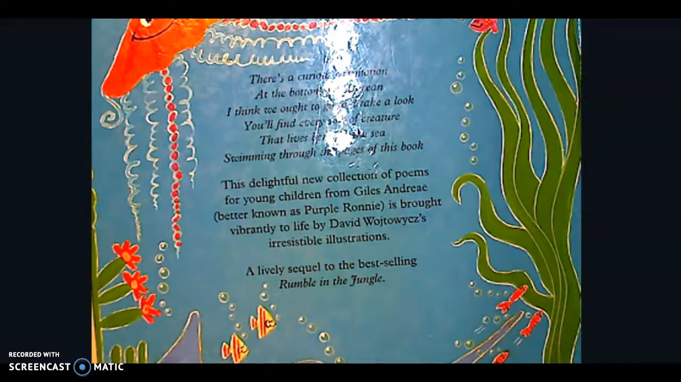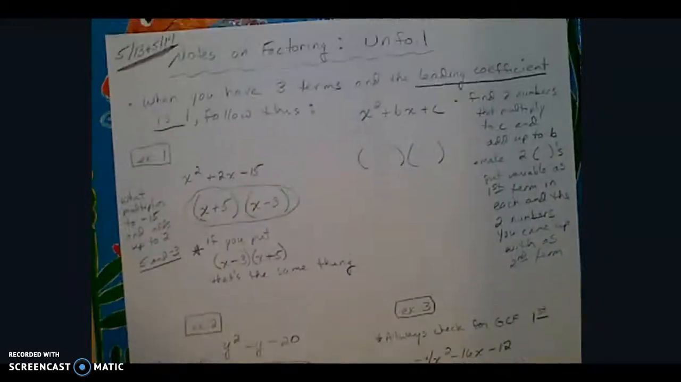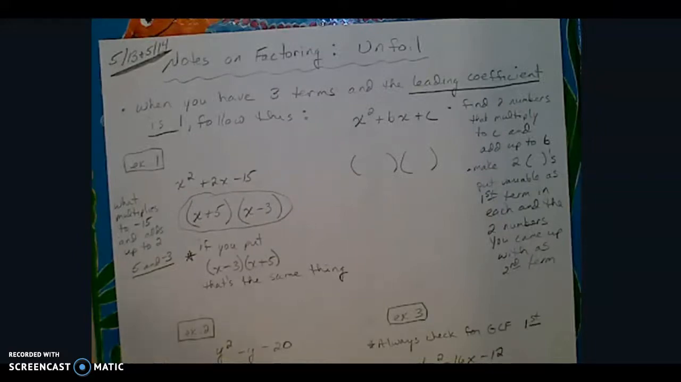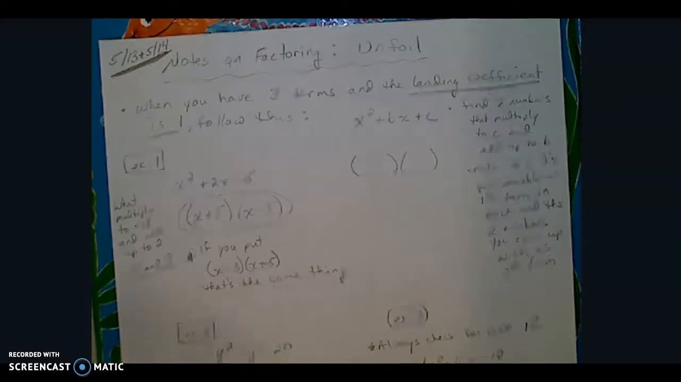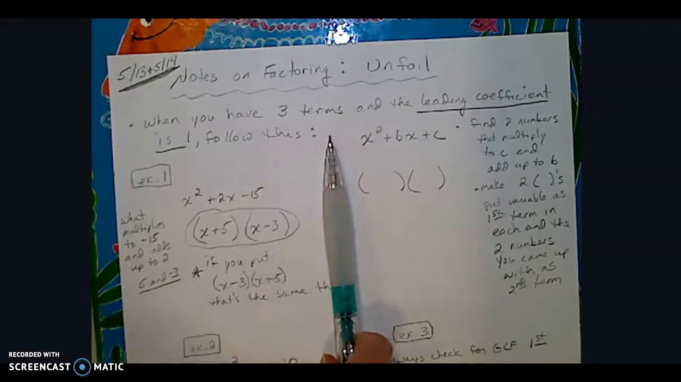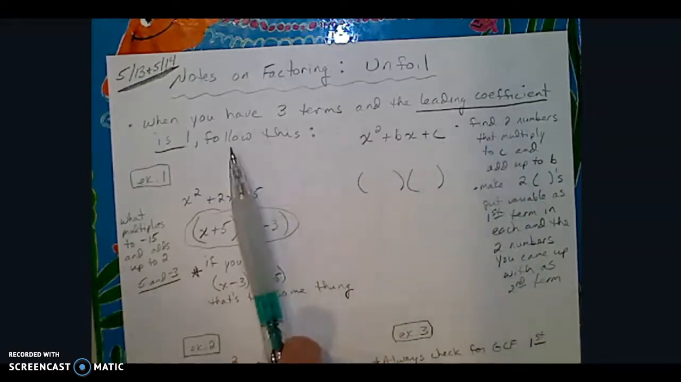Okay, so then the second sheet that you guys have to do is a third type of factoring, and it's called Unfoil. You know FOIL, I talked about that before when you multiplied polynomials last week: first, outside, inside, last. Well, we're going to kind of reverse that process. Now, you're only going to use Unfoil when you have 3 terms and the leading coefficient is 1. This is the only time you can use this process.